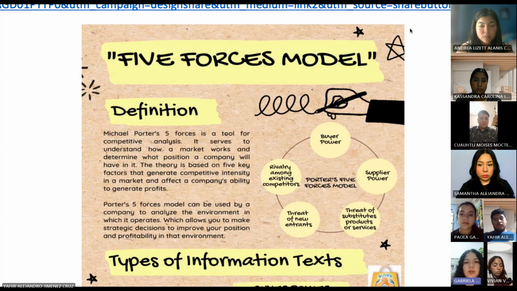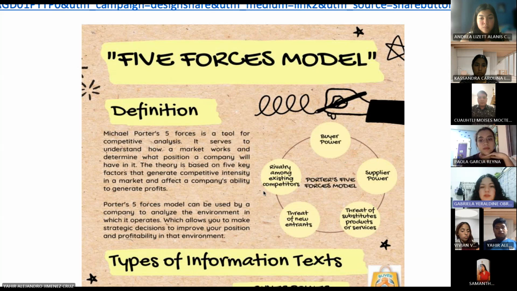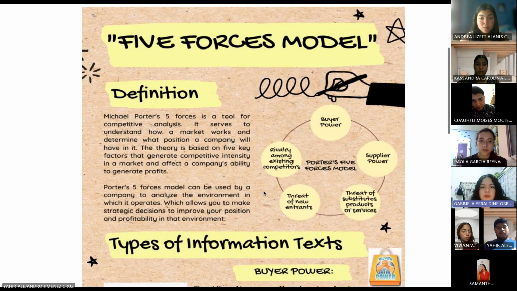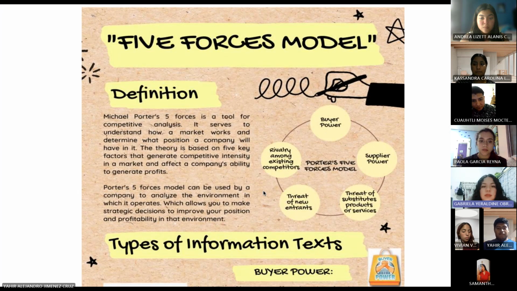Porter's 5 forces make up a study model of the competitive structure of a unit, in which the forces are buyer power, supplier power, threat of substitute products or services, threat of new entrants, and rivalry among existing competitors. According to Porter's model, the strategies that can be developed are divided into 3 clear points. These strategies are cost leadership, differentiation, and focus on niches.